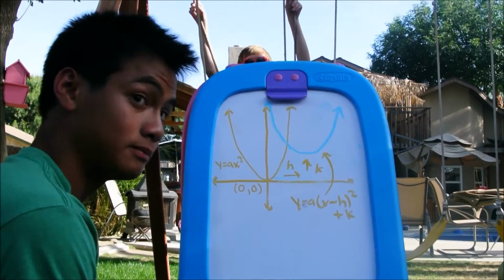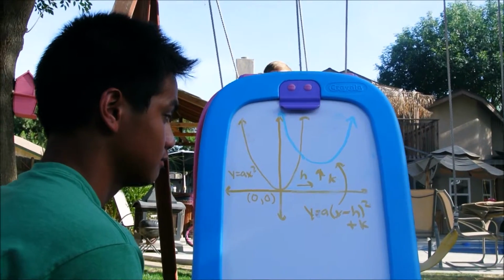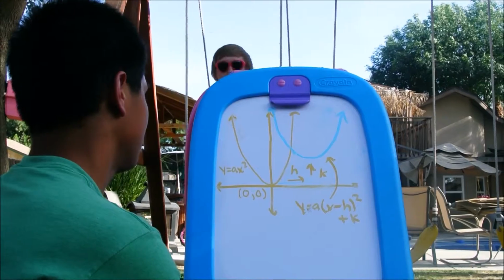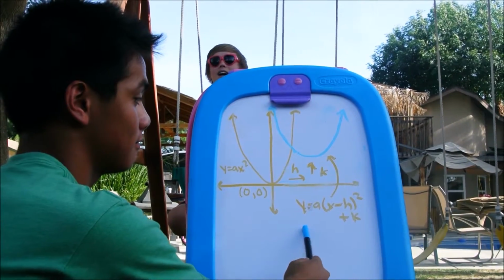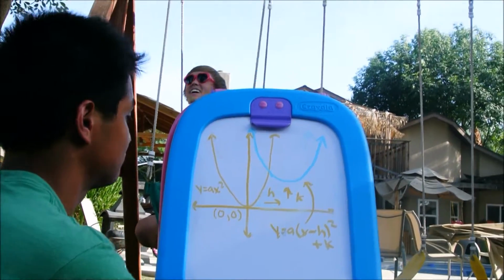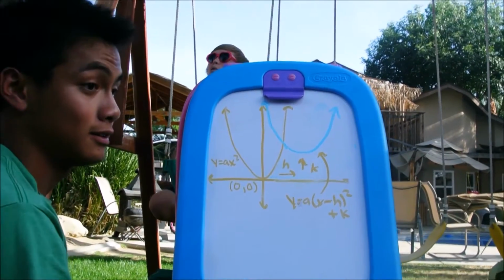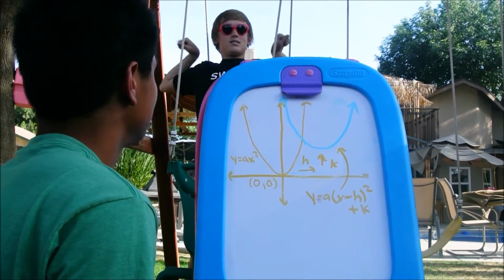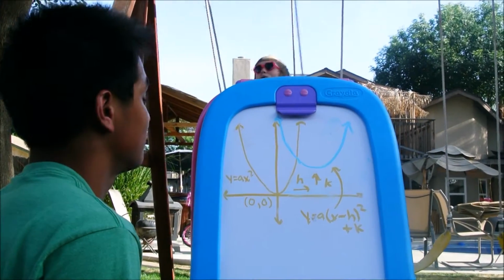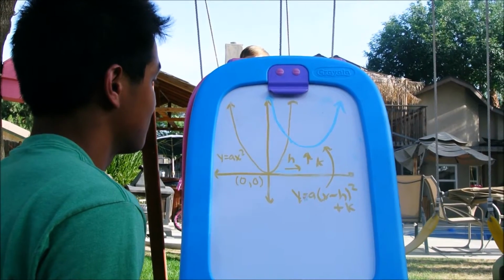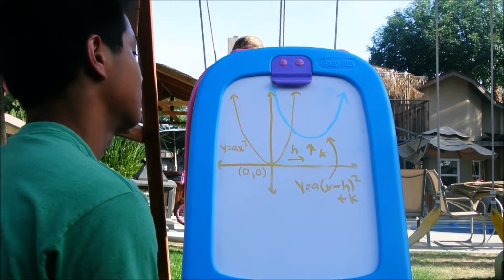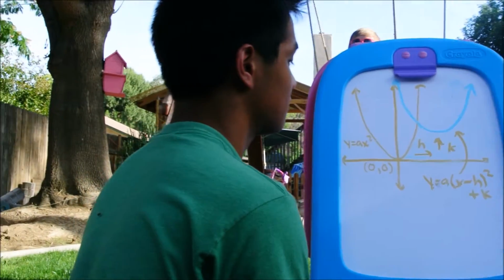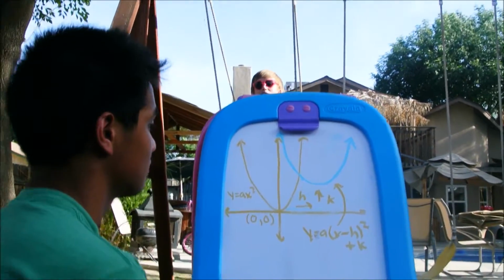Graph of vertex form y equals a times (x minus h) squared plus k. The graph of y equals a(x minus h) squared plus k is the parabola y equals ax squared, translated horizontally h units and vertically k units. Characteristics of the graph are: the vertex is (h, k), the axis of symmetry is x equals h. The graph opens up if a is greater than 0 and down if a is less than 0.